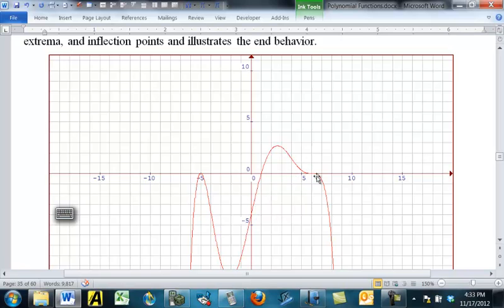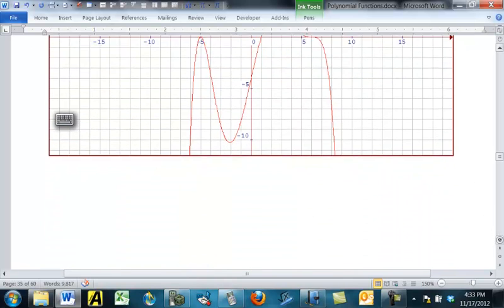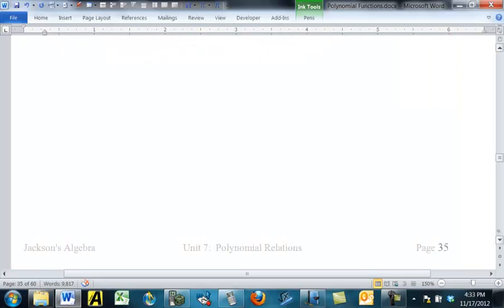Let's count those again: 1, 2, 3, 4 that I can see. So there's at least degree 6 for this. Let's count the roots. There are 3 roots, but counting multiplicities, there's 2 and 1 and 3. That adds up to at least 6. So the smallest we could hope for is a polynomial of degree 6.